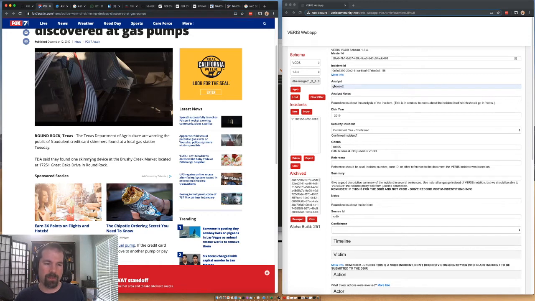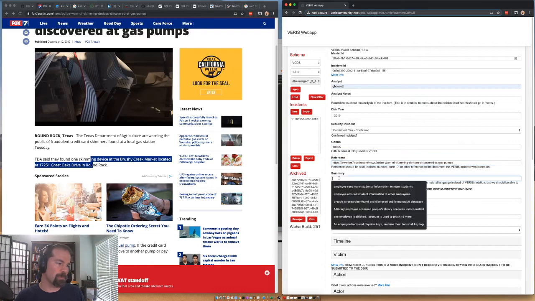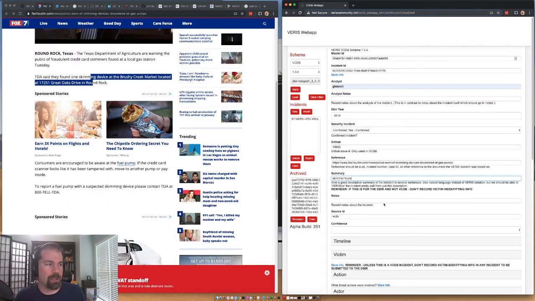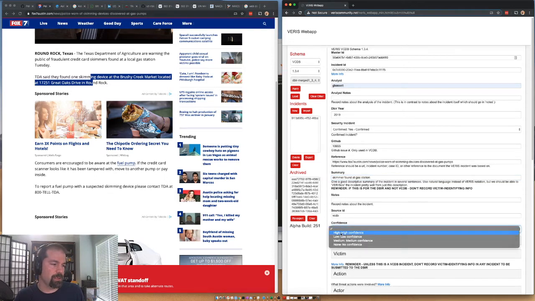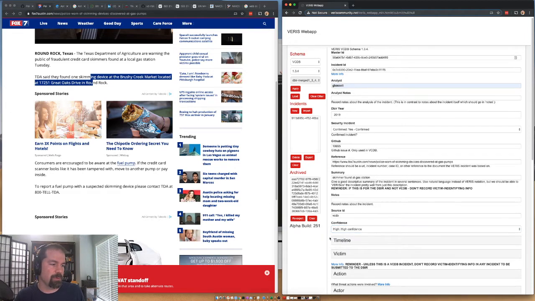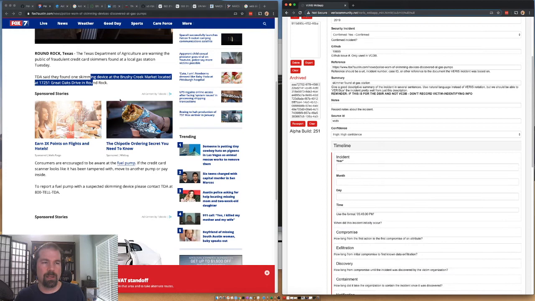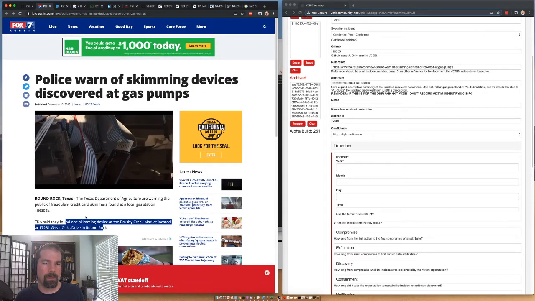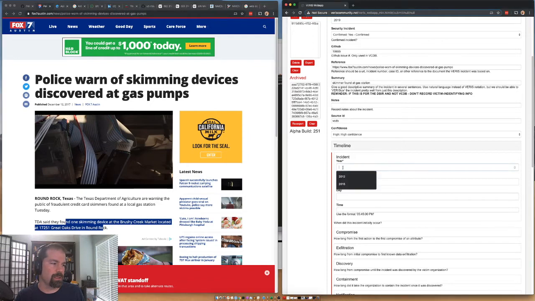Said they found one skimming device at this location. Summary: skimmer found at gas station. And said, okay, comforting. I mean, these are pretty cut and dry. Timeline. Just say when they found it. Just at the Brushy Creek Market. Okay. December 12th, 2017. I'm going to put that in here. December 12th. Double checking it.